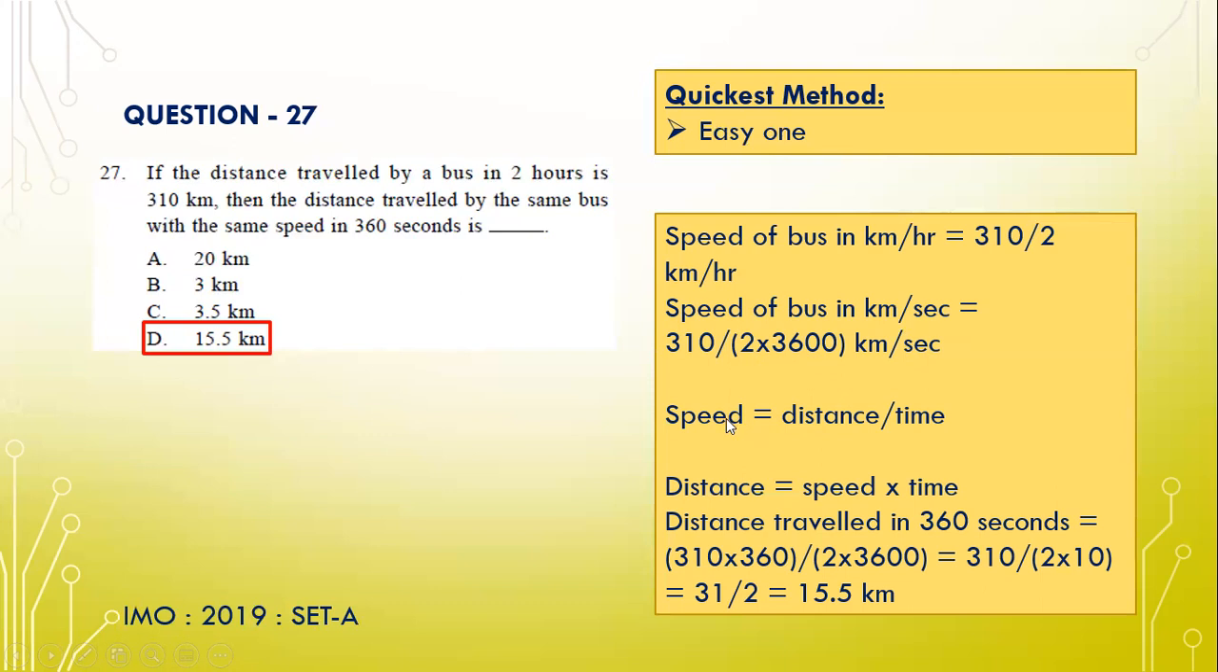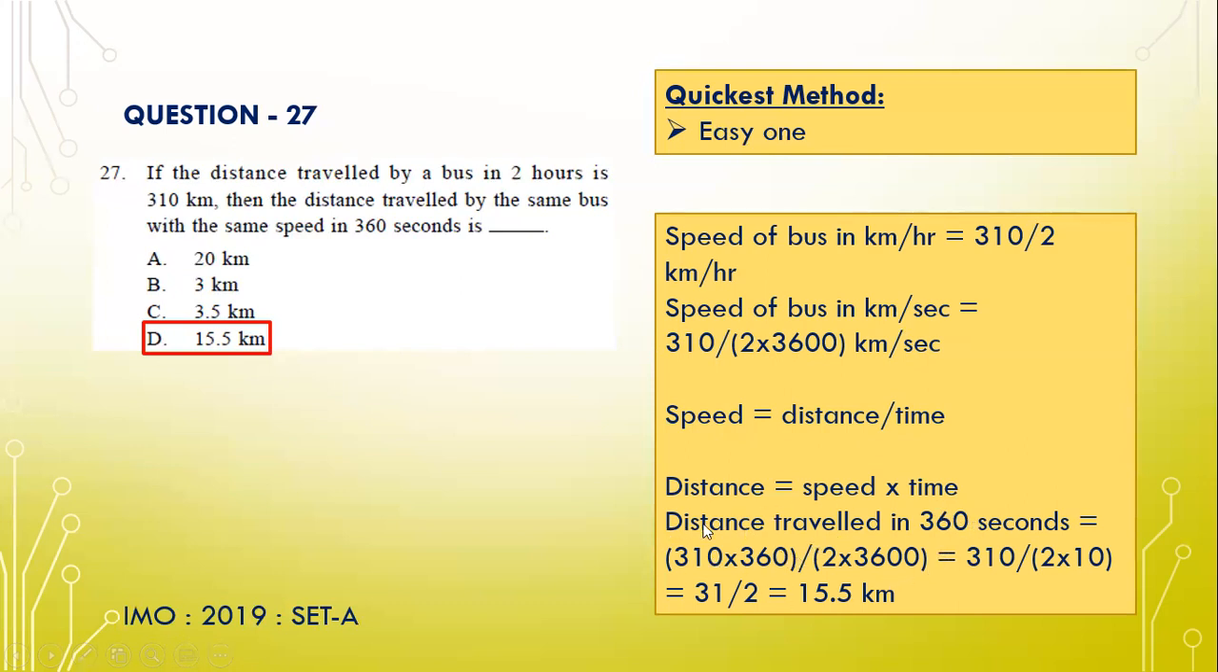What is speed? Speed is distance upon time. So distance will be speed into time, isn't it? When you take time to the other side of the equation, it will be speed into time. So distance traveled in 360 seconds will be speed into 360. Speed is 310 upon 2 into 3600, and time is 360.